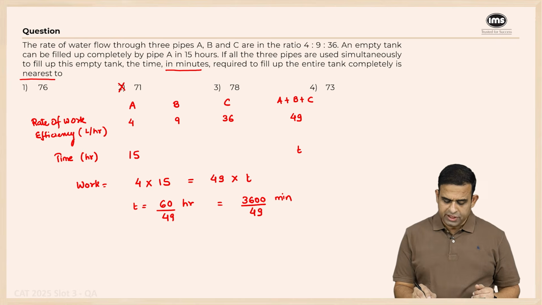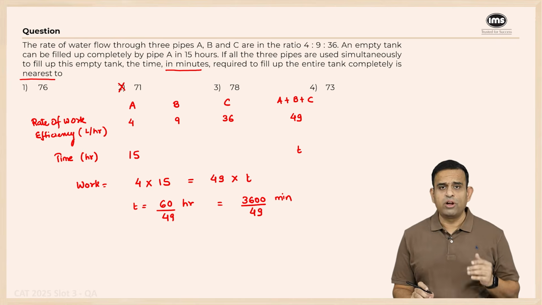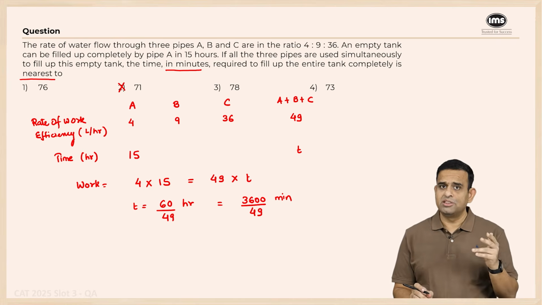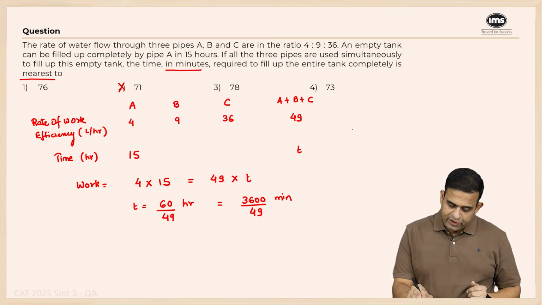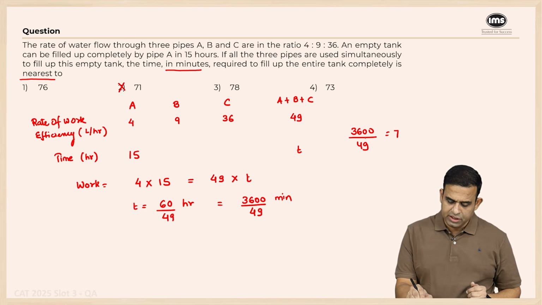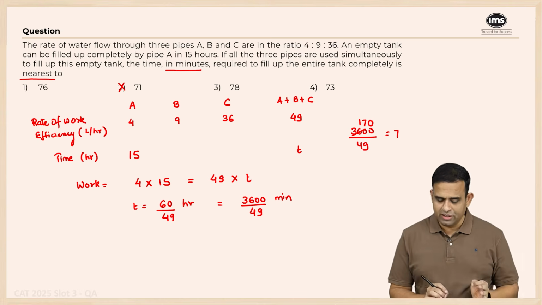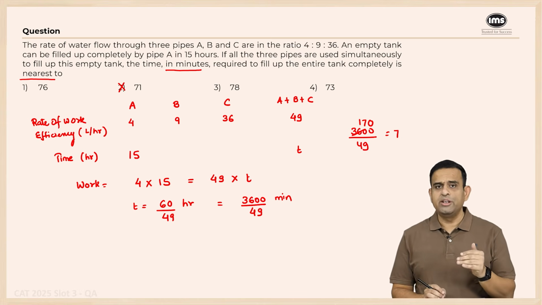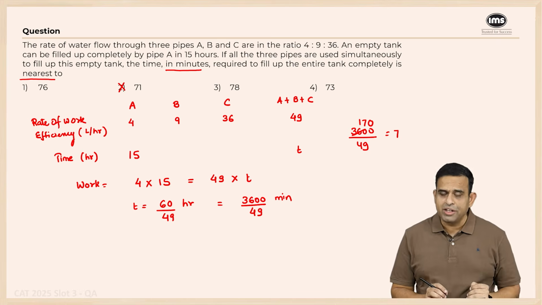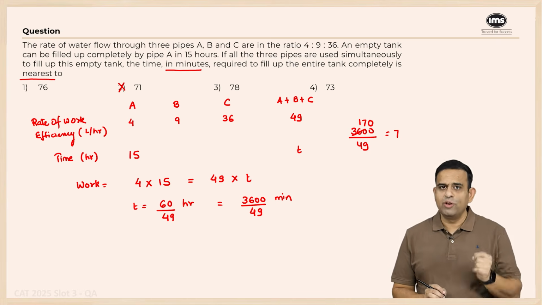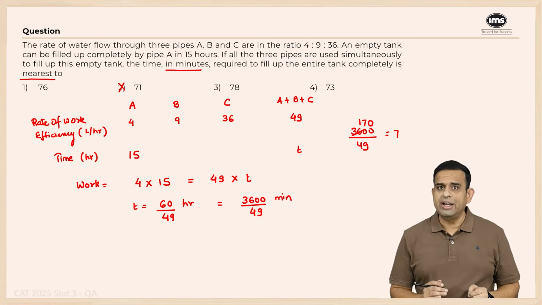If you look at 3600 upon 49, we know 49 into 7 is nothing but 7 cube, or 343. So if I divide 3600 by 49, first of all, 7 times will give you 343. So this will give you 17 here, so 170. You can also see all the options start with the number 7. Now for 170, 49 into 3 will give you 147. 49 times 4 will become 196 over here.